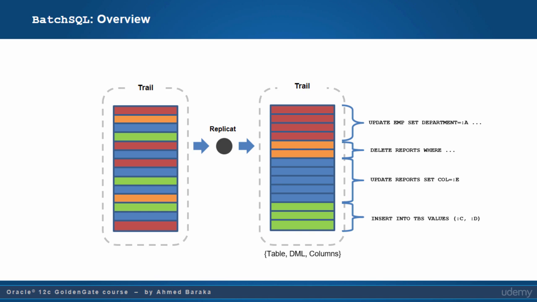The orange commands are separated from the blue commands, although they all apply to the reports table, because the orange commands are delete statements and the blue commands are update statements. Having the statements grouped this way makes the replicate apply them more efficiently in normal cases.